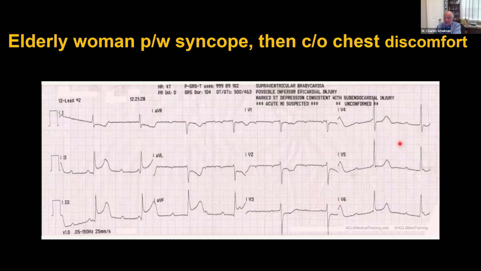All right, and I think this is our final case. An elderly woman who presented with syncope and then complained of chest discomfort. Here's her electrocardiogram. This is actually an ambulance electrocardiogram. Okay, it says here supraventricular bradycardia, which is well, we'll find out.